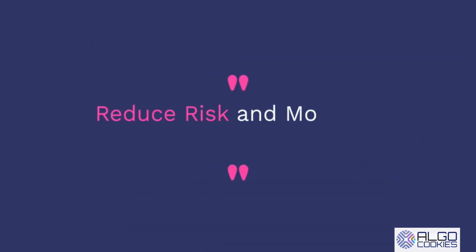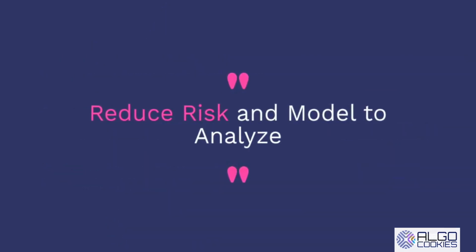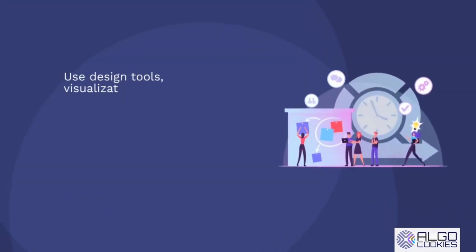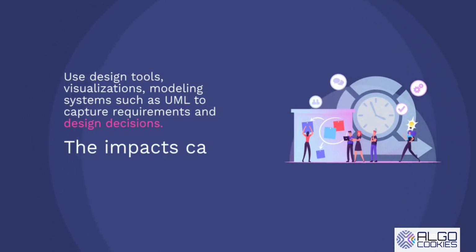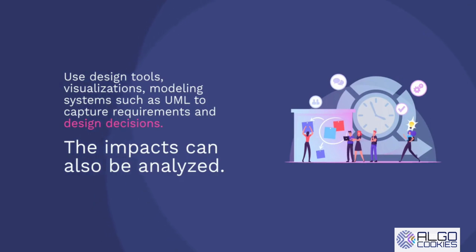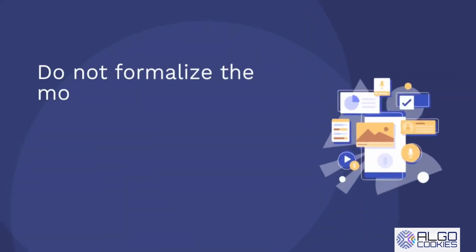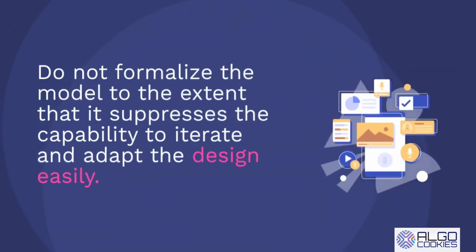Reduce risk and model to analyze. Use design tools, visualizations, and modeling systems such as Algo to capture requirements and design decisions. The impacts can also be analyzed. Do not formalize the model to the extent that it suppresses the capability to iterate and adapt the design easily.